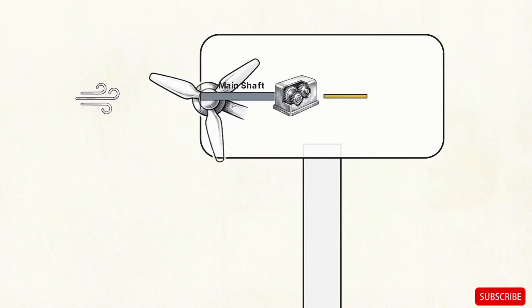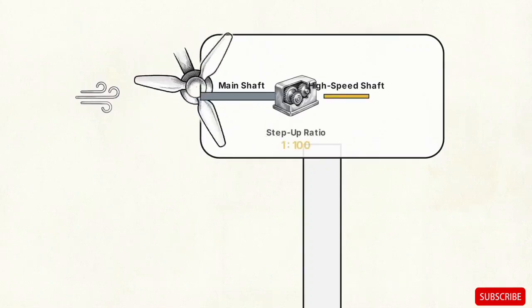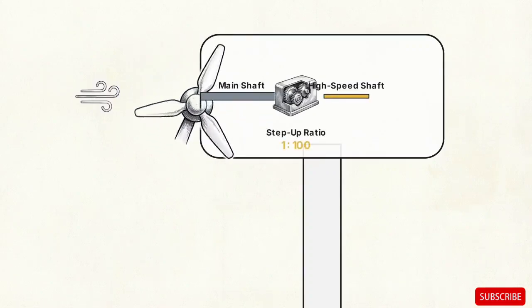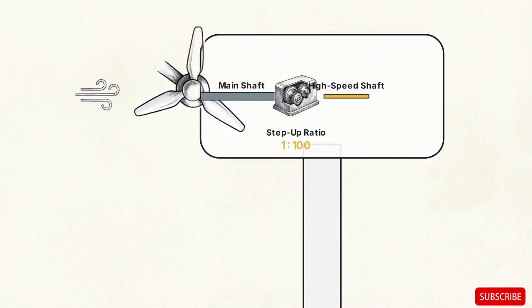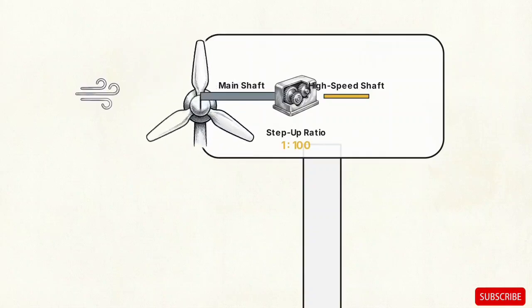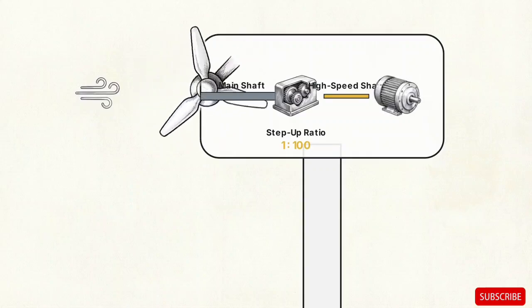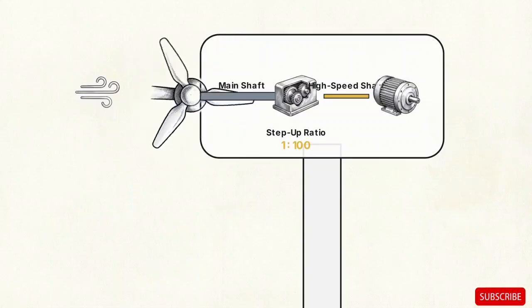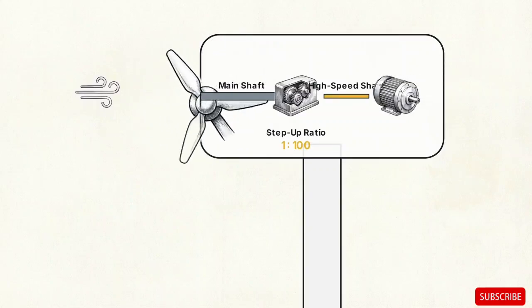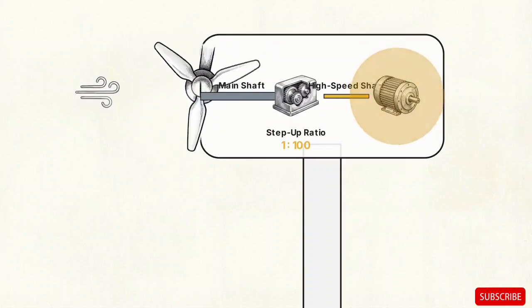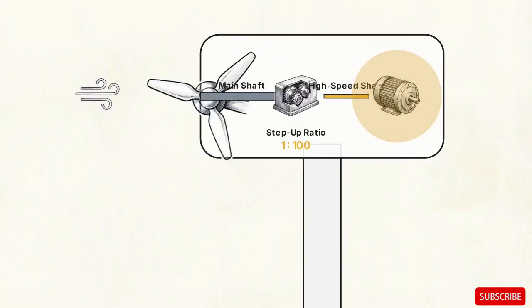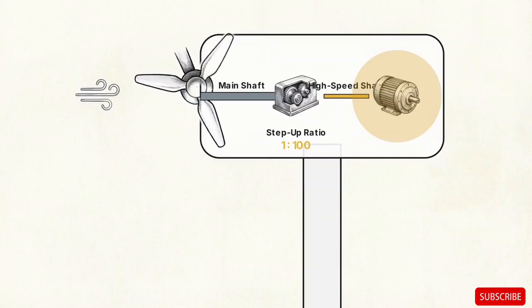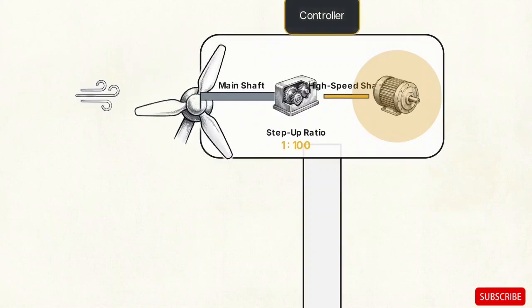The massive turbine blades rotate relatively slowly. The gearbox uses internal gear ratios to step up this slow mechanical rotation into the extremely high-speed rotation required downstream. That high-speed output shaft terminates at the generator. Here, the mechanical phase ends. The generator utilizes electromagnetic induction to complete the conversion, turning that rapid mechanical rotation into electrical current.